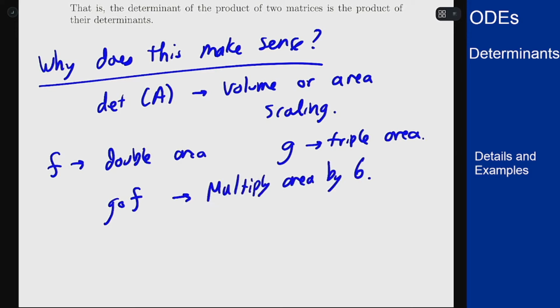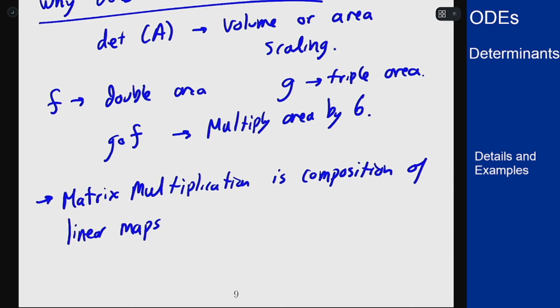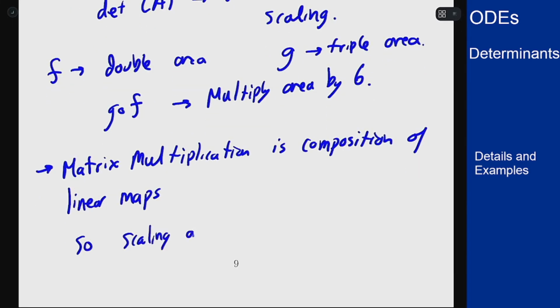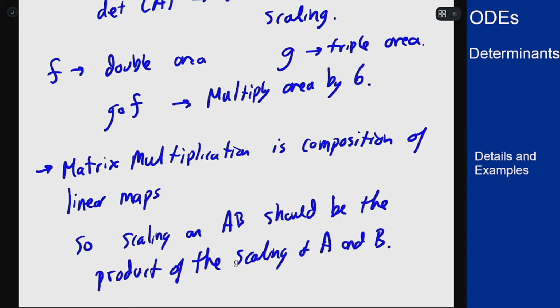Now for linear maps and matrices, matrix multiplication is composition of linear maps. So it makes sense that if I have a scaling component, this determinant, when I multiply the matrices, I'm composing the maps, then the scaling bit should also multiply as a result. So the scaling on A times B should be the product of the scaling of A and B. And that seems super theoretical, but there's one particular way this becomes very, very useful for us in doing computations. And it's the following.